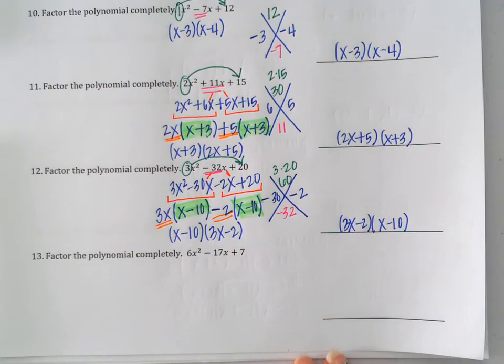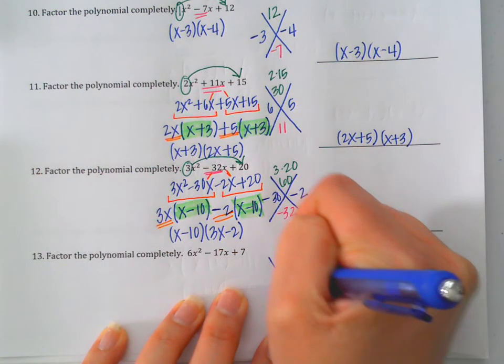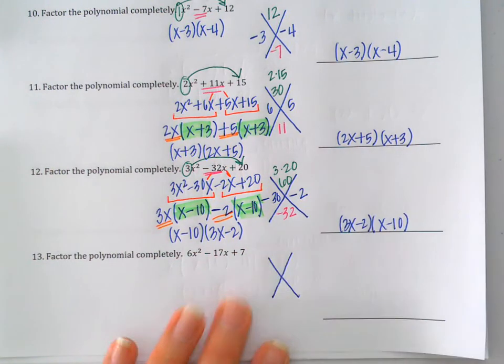Okay, last one on the page. So 6x squared minus 17x plus 7. So is there a GCF here? There isn't. There's 3 terms. So we start by writing our x.